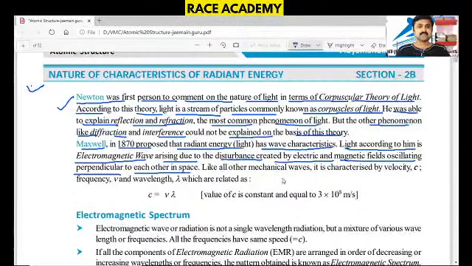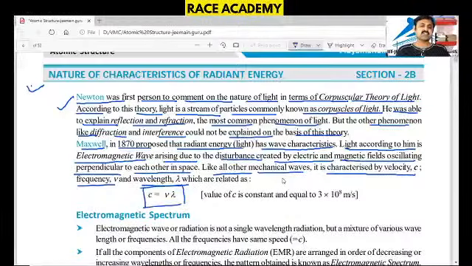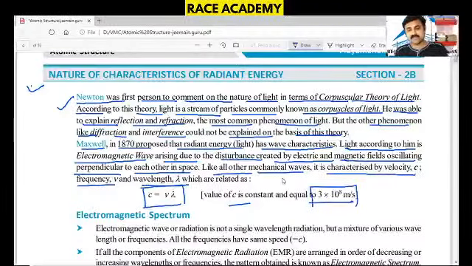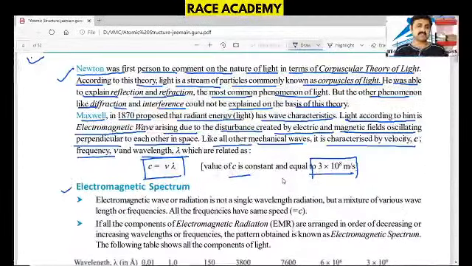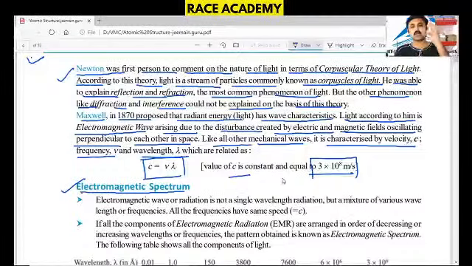Like all other mechanical waves, it is characterized by velocity c, frequency nu and wavelength lambda. He gave the mathematical relation c = nu lambda, where c is the constant light velocity, 3 x 10^8 meters per second. After that, it became very easy for scientists to talk about electromagnetic radiation. So what is electromagnetic radiation?